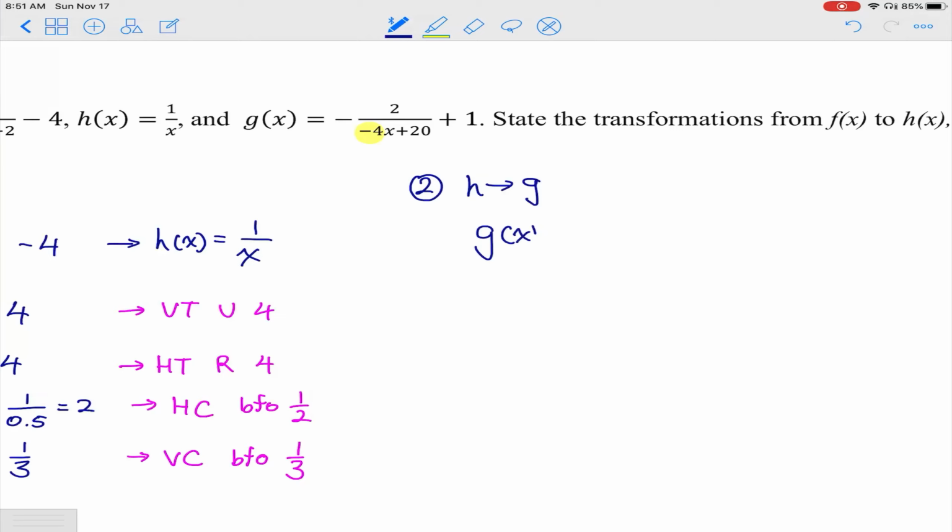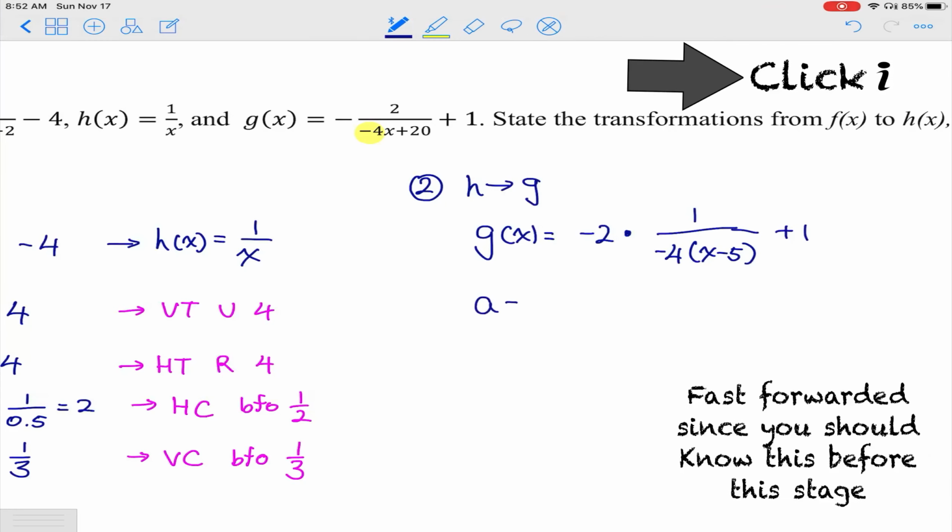So g(x) equals negative 2 over, so we can say it's negative 2 times 1 over, since when you multiply fractions by a whole number it is only multiplied to the top. Then 1 over negative 4, factor that out, it becomes x minus 5 inside of the bracket, plus 1. So our a is negative 2, b is negative 4, c is 5, d is 1. So a has two transformations. The first one is a reflection on the x-axis. The second one is vertical stretch by a factor of 2.